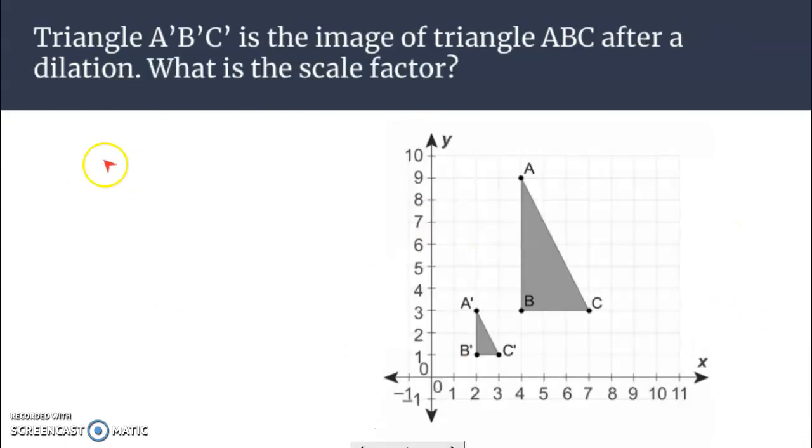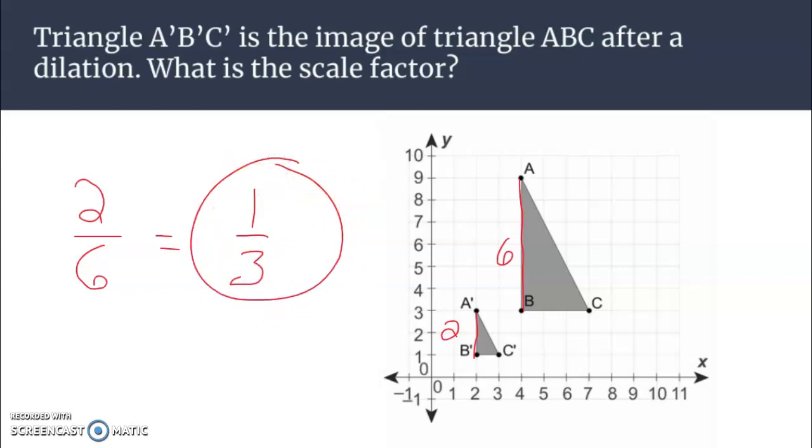All right, one more here. Triangle A prime, B prime, C prime is the image of triangle ABC after dilation. What's the scale factor? We're going to use the coordinate plane to help us count a little bit. Let's compare these two sides right here. This side here is 1, 2, 3, 4, 5, 6, and this side here is 2. So it ended up at 2 from the original value of 6, that would reduce to 1/3. Our scale factor is 1/3. The second triangle is exactly 1/3 the size of the first triangle.